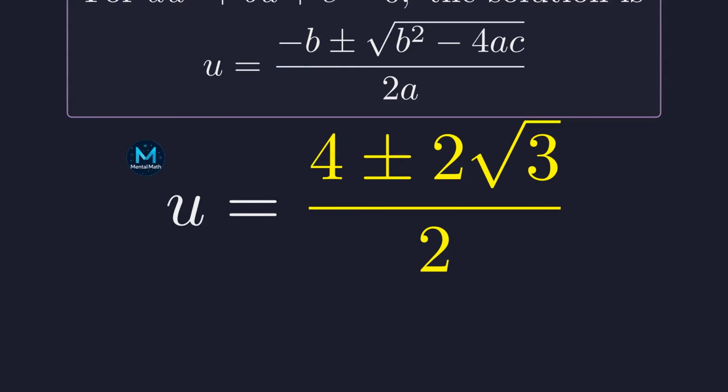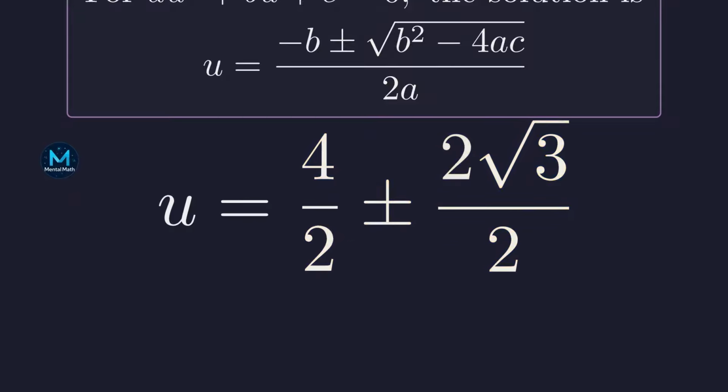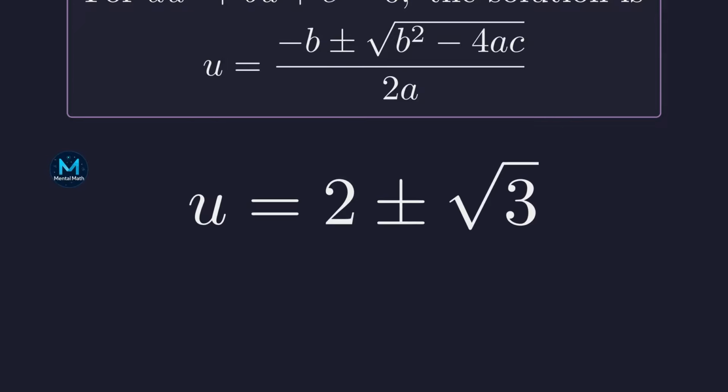Our final step is to simplify the fraction. We can divide each term in the numerator by the denominator, 2. We can split this into 2 separate fractions, 4 over 2 and 2 root 3 over 2. This simplifies to our 2 possible solutions for u, 2 plus root 3 and 2 minus root 3.